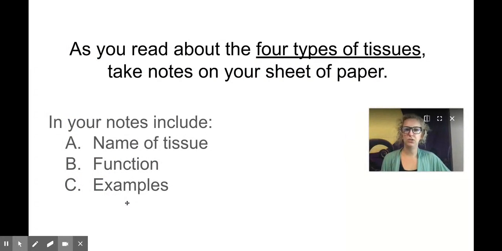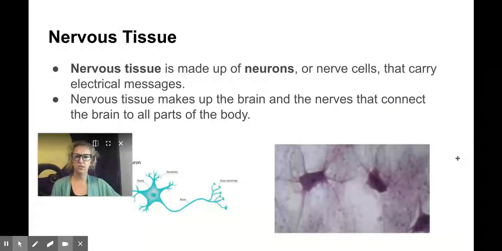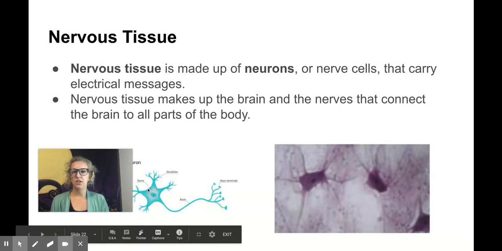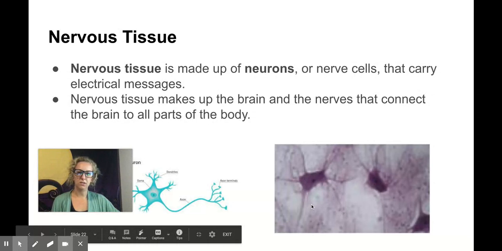Next, we're going to look at the 4 types of tissues. Now, you can look at the 4 types of tissues and take notes on these as we go as well. So nervous system tissue. Tissue is made up of neurons or nerve cells that carry messages. Nerve tissue makes up your brain and the nerves that connect the brain to all parts of the body. And you can see this is another picture of nervous system tissue made of many neurons.